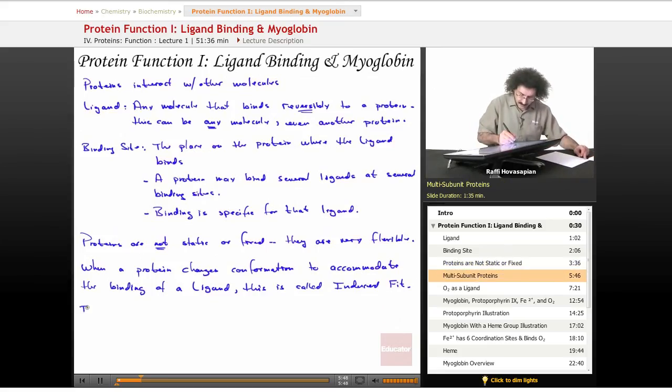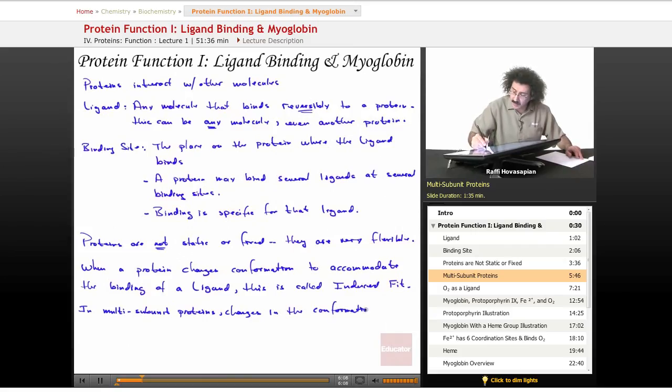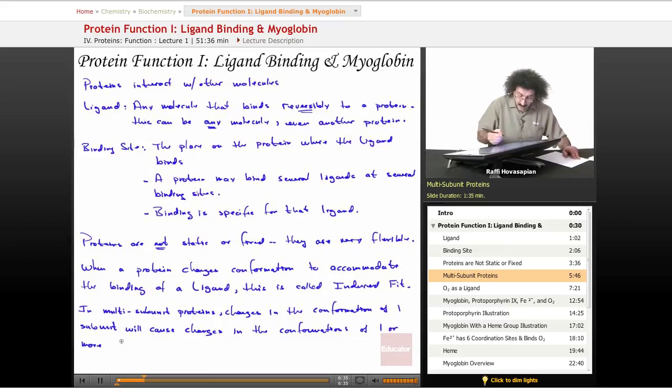Now, in multi-subunit proteins, changes in the conformation of one subunit will cause changes in the conformations of one or more of the other subunits.